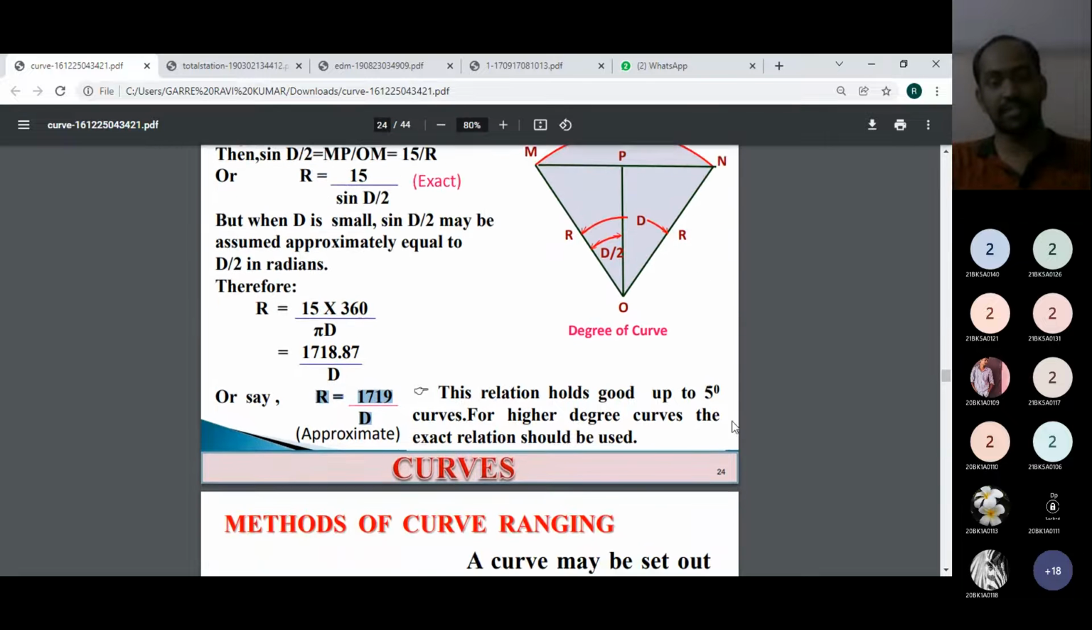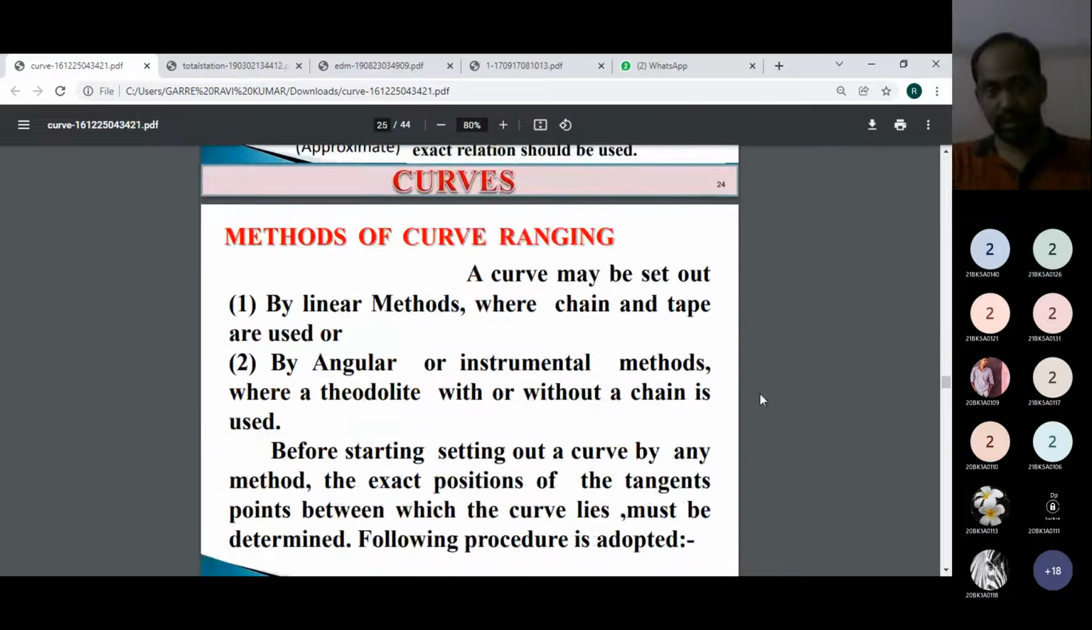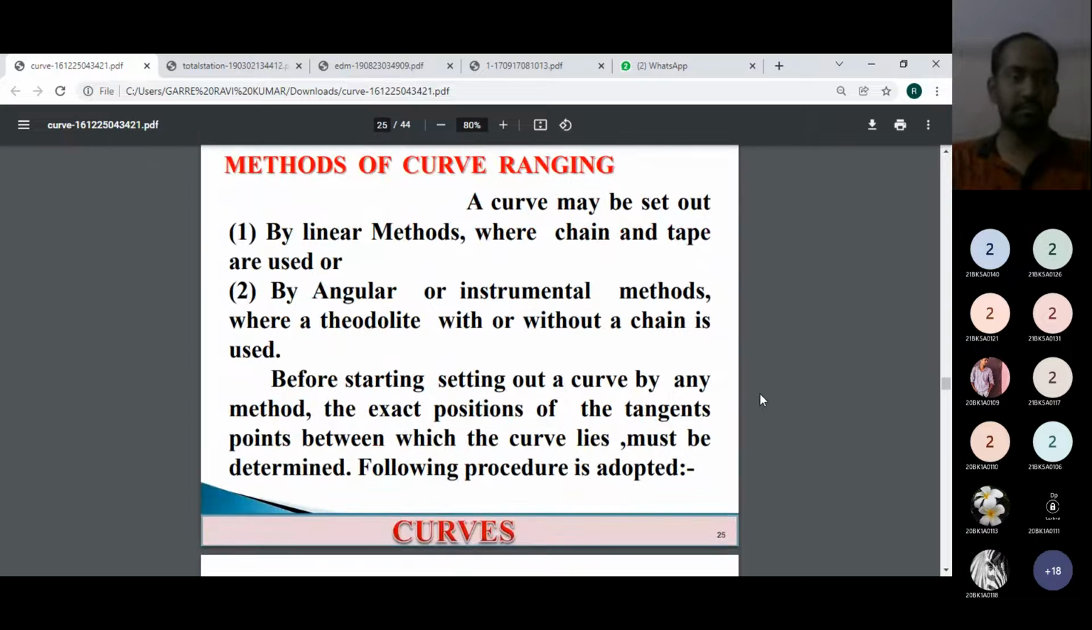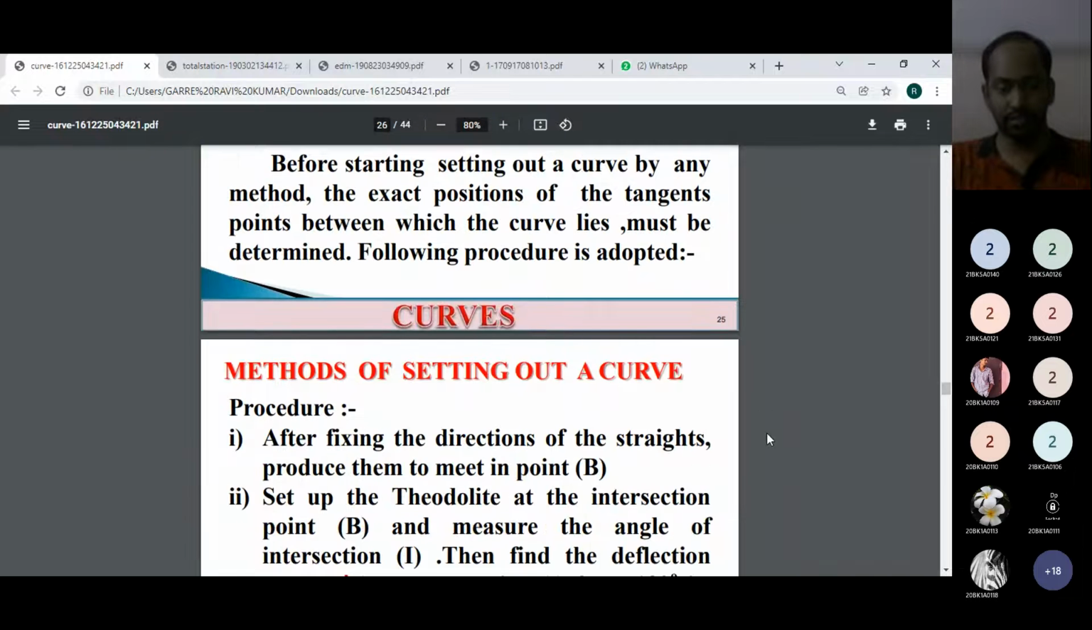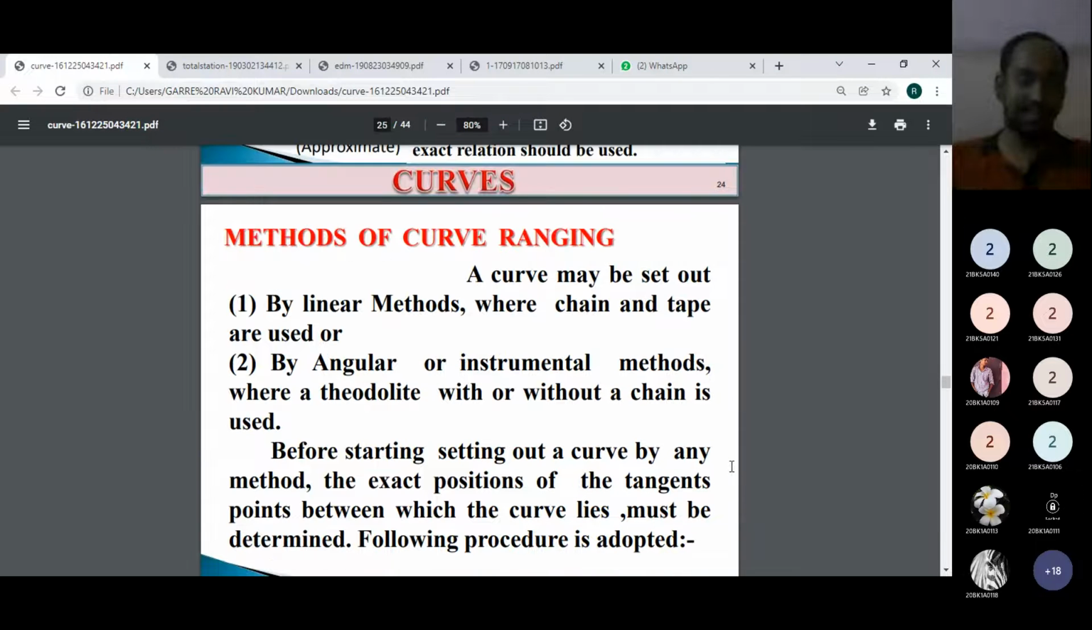Till now we have discussed this in the previous class. In this class I am going to discuss the methods of curve ranging, or methods of setting out a curve. We can set out a curve by using two types of instruments. One type is used for linear measurements, and the other is used for angular measurements. The first method will be called the linear method and the second method will be called the angular method.